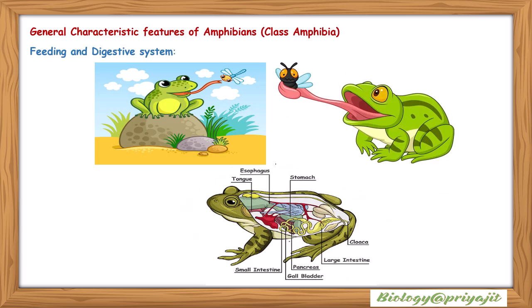Feeding and digestive system of amphibia. They have a large mouth, often with small homodont teeth. Their tongue is usually protrusible and sticky to catch prey. Their gut opens into a cloaca. Amphibians are basically carnivorous as adults.